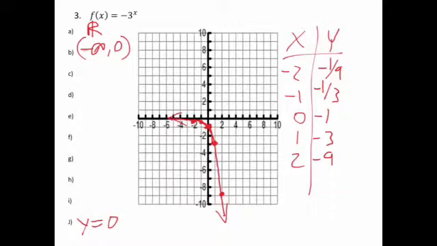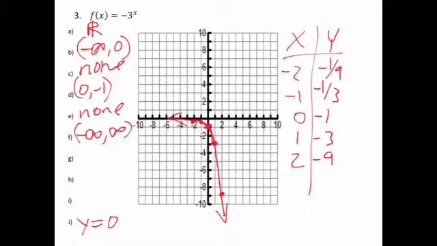This one does not have an x-intercept, so you just put none there. My y-intercept is going to be right there. We already figured that out. That is 0, -1. The next one is asking where is it positive. Well, it's never positive, so you can put none there. It is negative everywhere. It's always below my x-axis, so all my y's are negative. And you can tell that just from the negative out front there.